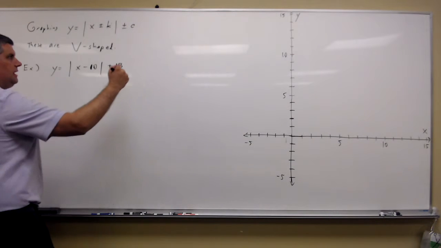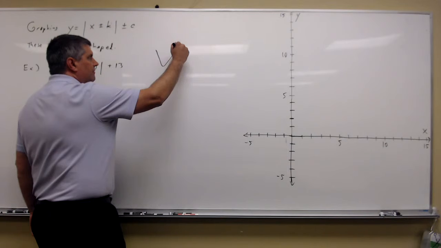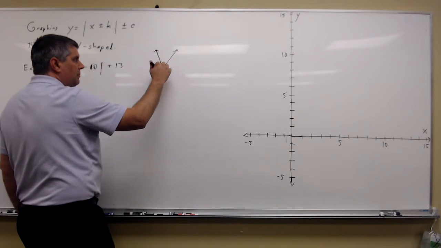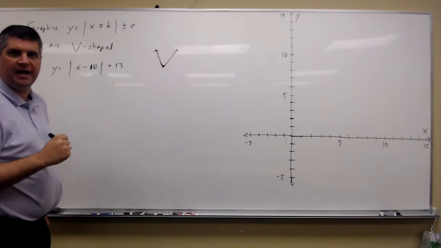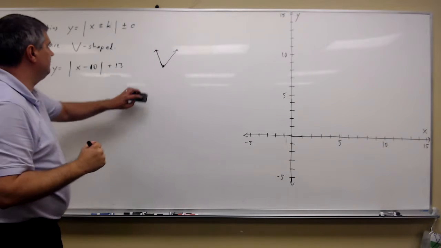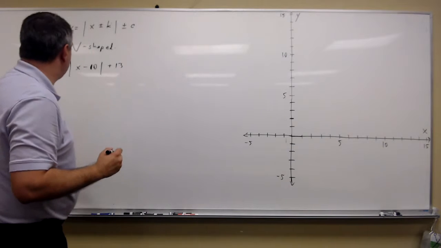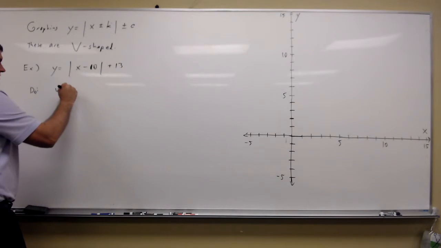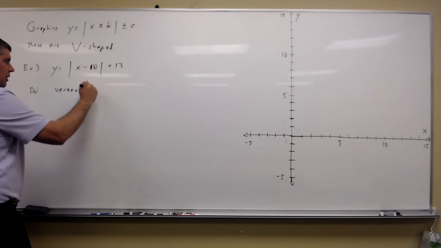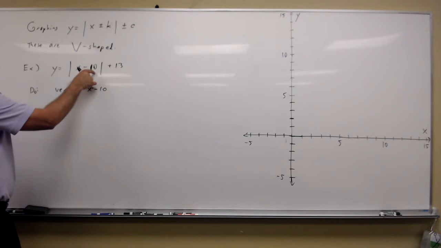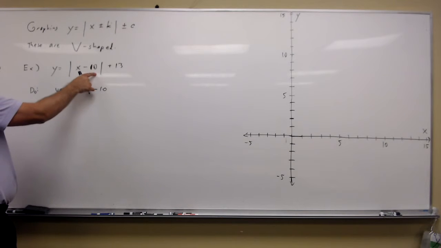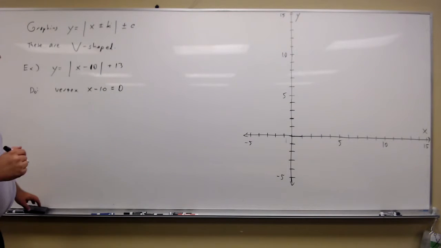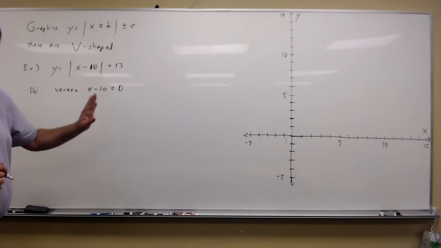So all of these are going to have a vertex. That vertex is going to be the bottom of the V. Okay, that's my vertex. So the vertex is where the argument of the absolute value expression equals 0. Okay, don't worry about the 13.